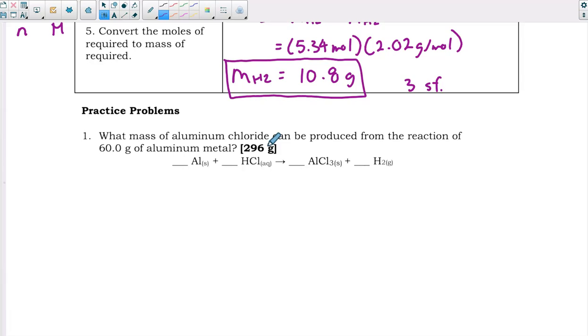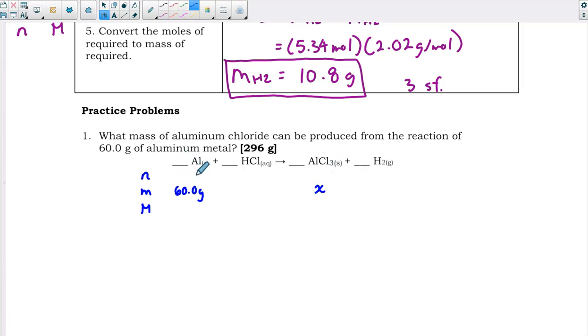So now let's try one more problem, again, on this process. So we are interested in finding what mass of aluminum chloride, so that's our AlCl3, can be produced from the reaction of 60.0 grams of aluminum metal. Okay, so we can start off our equation. You have your N, your M, and M. Okay, so what information do we have? We have 60 grams of aluminum metal, and we want to find what mass of aluminum chloride. So this is going to be your focus, our aluminum and our aluminum chloride.